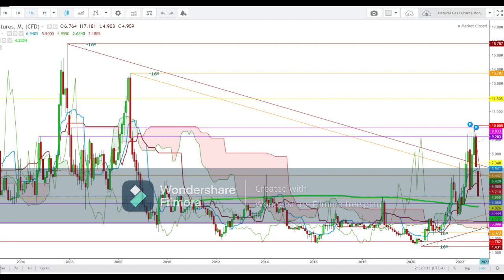So let us start the day to analyze the movements of natural gas futures in different time frames. So friends, here you can see a monthly chart of natural gas futures. So here I would analyze the movements of natural gas futures, how the natural gas futures behaved at different stages.